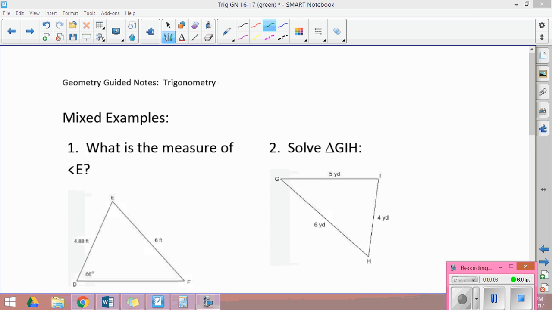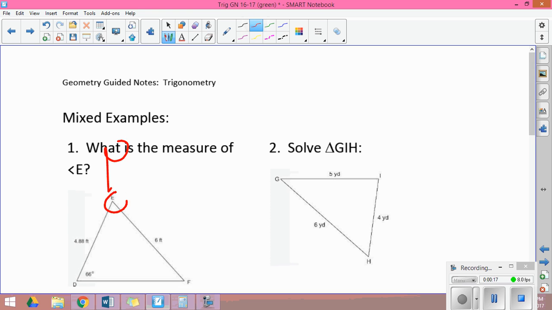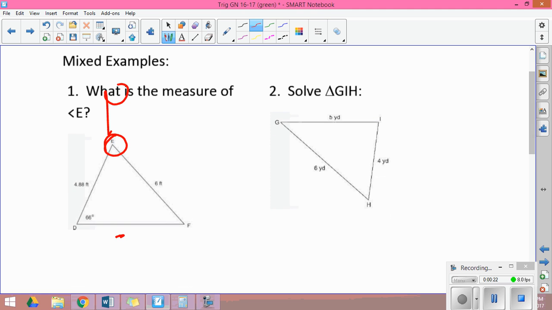So this last video is just about examples and how you apply these rules in different scenarios. So the first example is the measure of E. The first thing I'm going to do is figure out what I know for E. Well, here's E right here. And so I don't know the side opposite of E. Sometimes you have to do a calculation before you can get to your answer. And there's no way to get to E because I don't know this side. So I'm going to have to work this way.